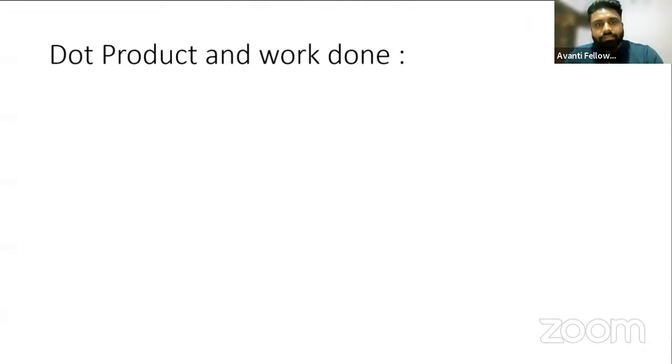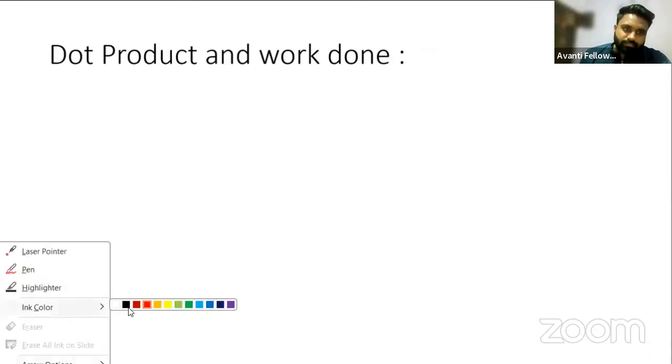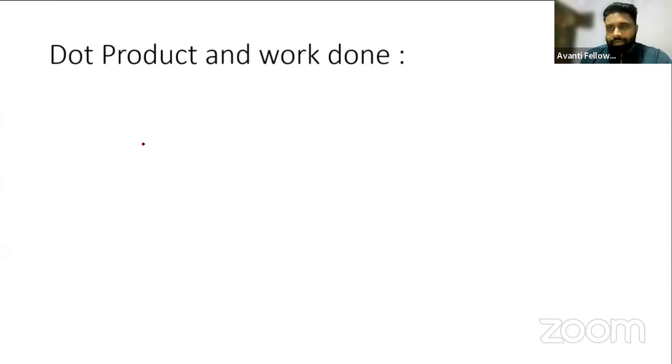So the dot product is the scalar product, first of all. We have two kinds of product with vectors. The first is the vector product or cross product, and the second is the dot product. We are interested in the dot product, so we will see only the dot product over here.